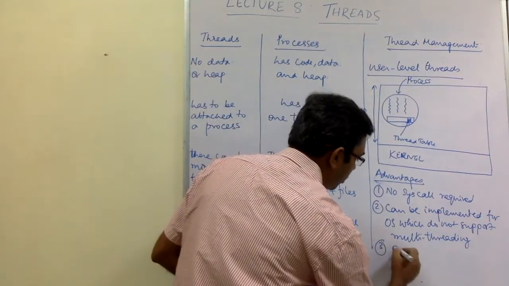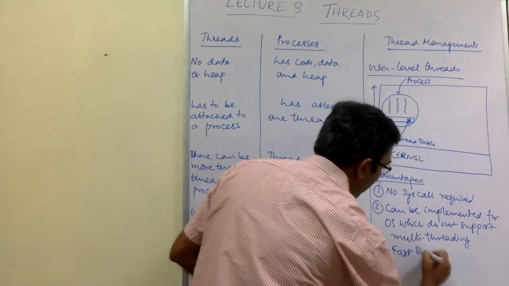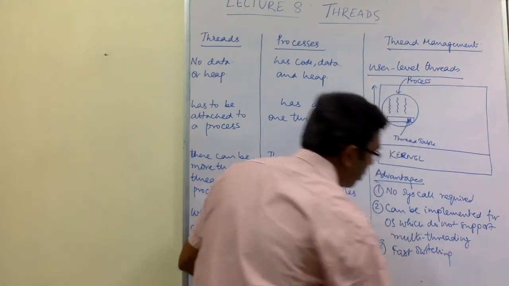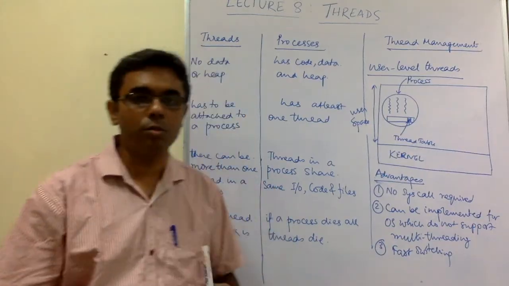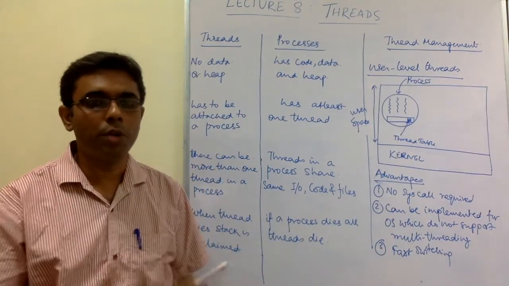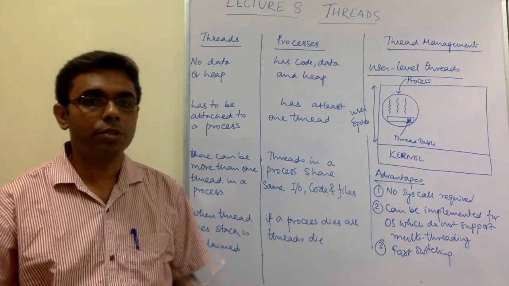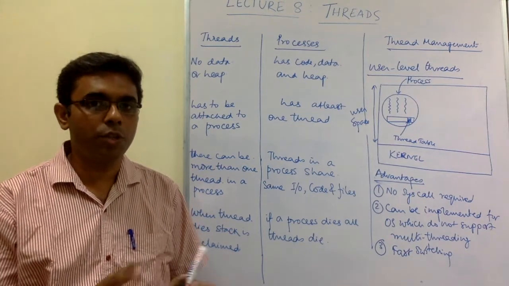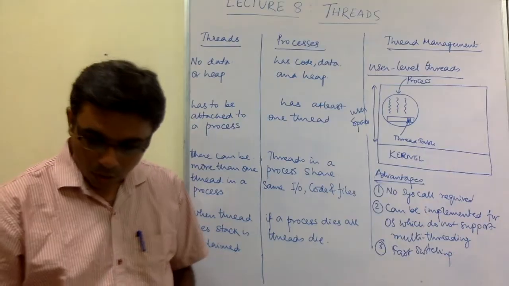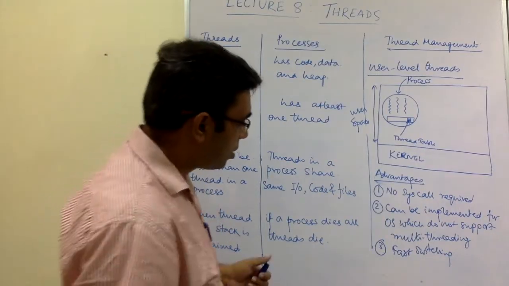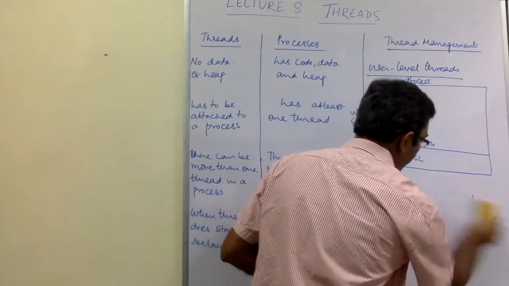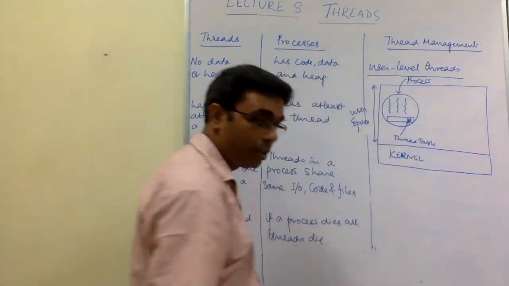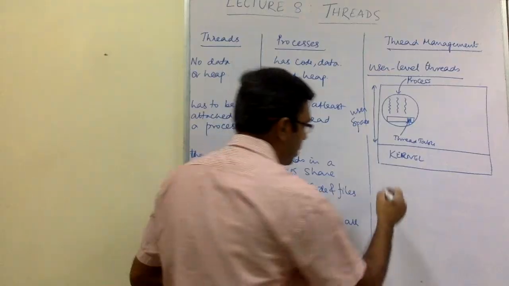Then, because you don't require the kernel, the switching between these threads is very fast, because you don't have to change your mode and go to the kernel. So it's a very fast switching between the threads. But nothing comes for free, and so there are a few disadvantages of having the user level threads. So what are the disadvantages that we have?